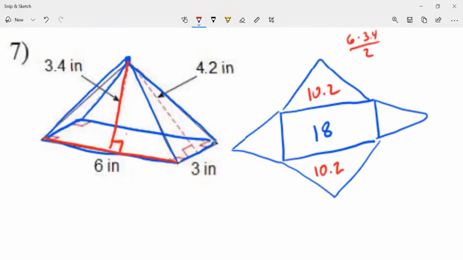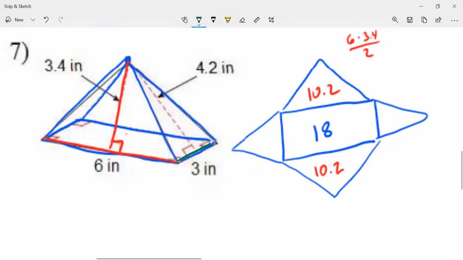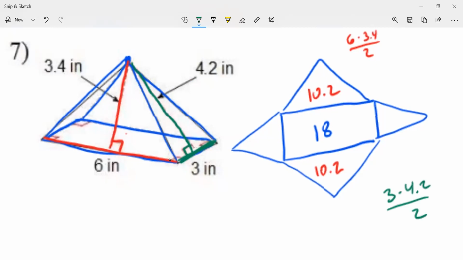There's one at the front and one on the back. Now, I see another triangle that is made by the measurements 3 and 4.2, because I see the 90-degree angles right there. So for that one, I'm going to have to go 3 times 4.2 divided by 2. Let me go 3 times 4.2 divided by 2, and it gives me 6.3.